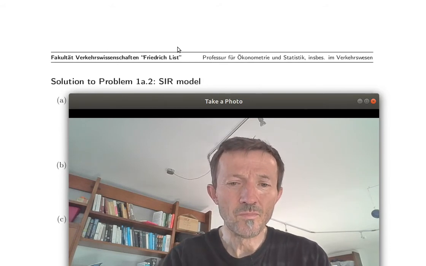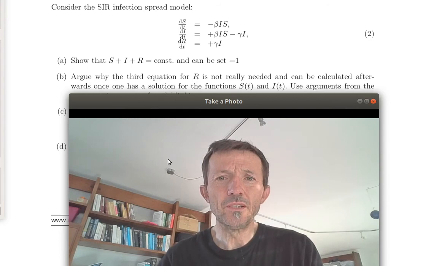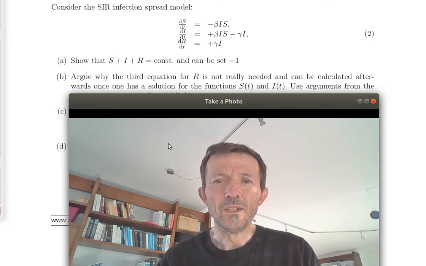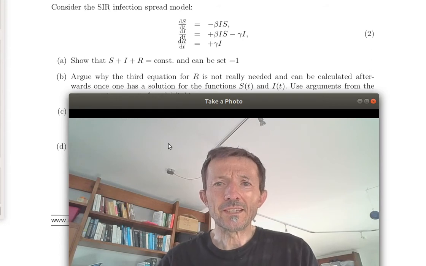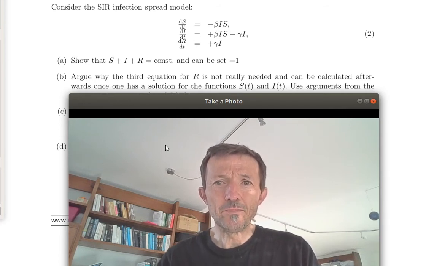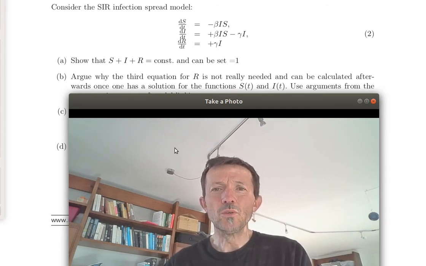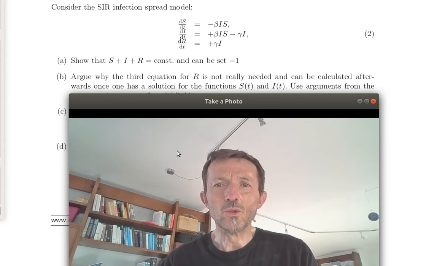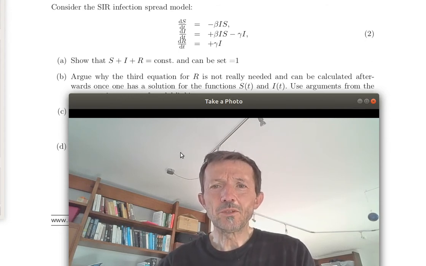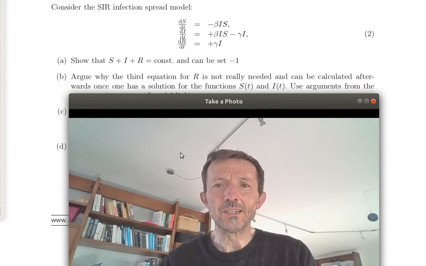Now we go to the second problem of this tutorial. This is the SIR model. It's an extension of the SI model, which makes it much more realistic. It adds a third category, a third compartment of persons. Besides the susceptible and the infected, there are also the recovered. The property of the recovered is that they are no longer contagious. So there's only an infection period, which is just the period of the people being in the I state.